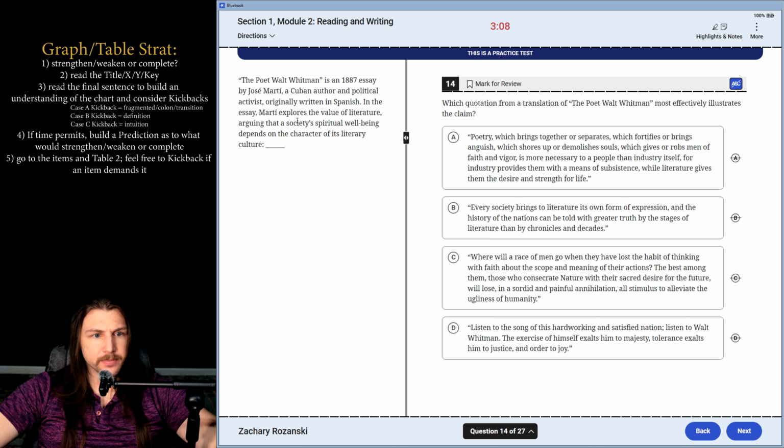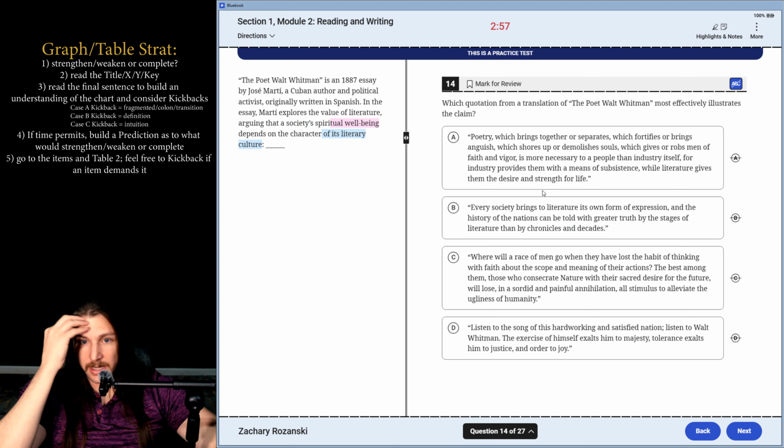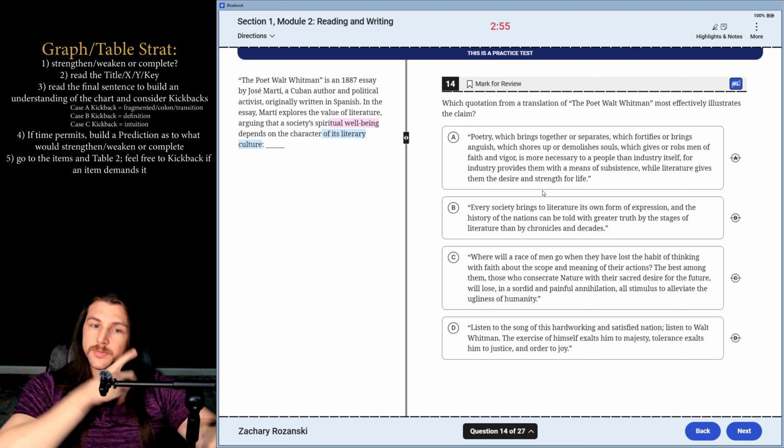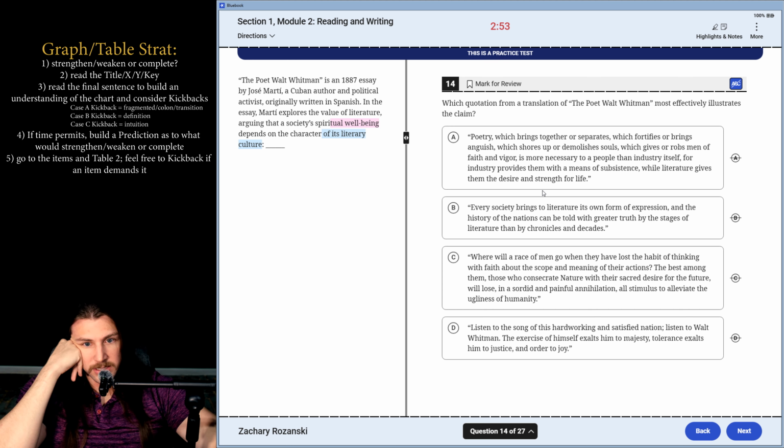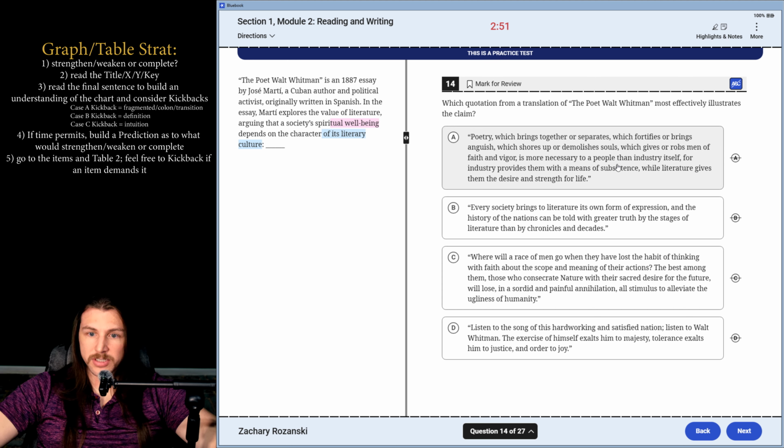Next question. Marty explores the value of literature, arguing that society's spiritual well-being depends on the character of its literary culture. Poetry, which brings together, so we've got literary culture right there, which brings together or separates, which fortifies or brings anguish, which shores up or demolishes, which gives or robs men, is more necessary to people than industry itself.